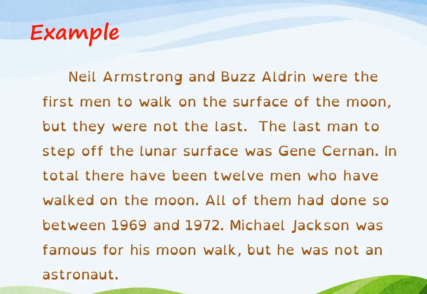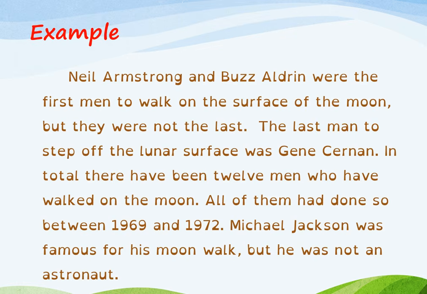Neil Armstrong and Buzz Aldrin were the first men to walk on the surface of the moon, but they were not the last. The last man to step off the lunar surface was Gene Cernan. In total, there have been 12 men who have walked on the moon. All of them had done so between 1969 and 1972. Michael Jackson was also famous for his moonwalk, but he was not an astronaut.